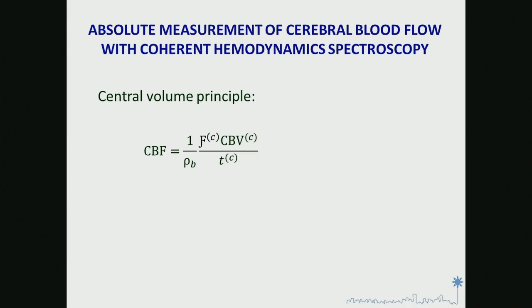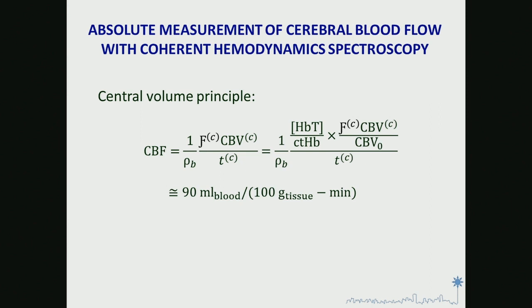But the point is that this capillary blood volume can be expressed in terms of measurable quantities. The total hemoglobin concentration in tissue, which is measured, for example, with frequency domain or time domain near-infrared spectroscopy. The concentration of hemoglobin in blood, which may be assumed in a healthy population or may be measured by drawing blood in a clinical population. And then these are the two key parameters, the capillary blood volume fraction and the blood transit time in capillaries. These are the two parameters that are measured quantitatively and non-invasively with CHS.